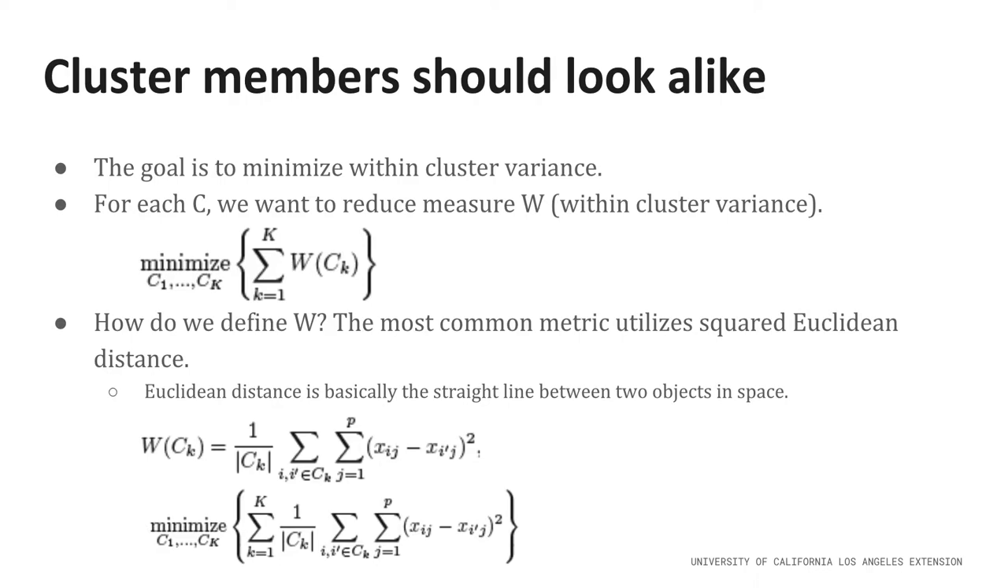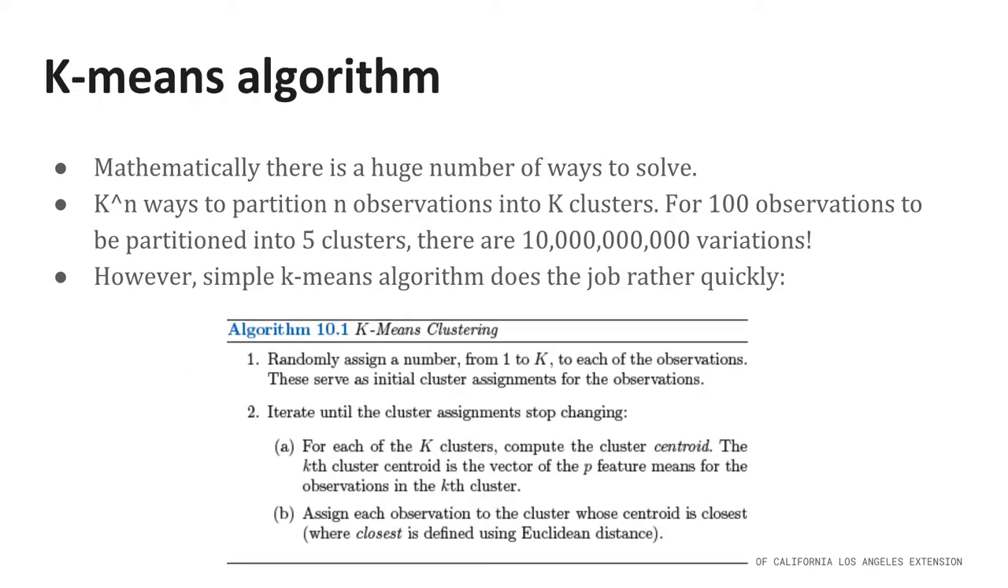But let's go into the algorithm. So mathematically, there's a lot of ways you could group your data, right? So an example here is if you have 100 observations and you want to break them into 5 clusters, if you were to just do this exhaustively, there would be 10 billion variations. So 100 to the power of 5.